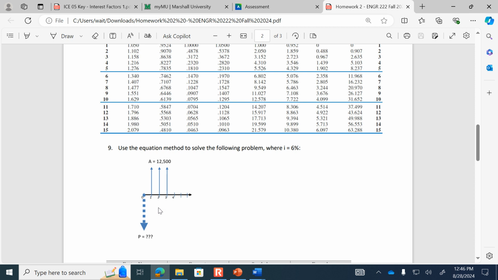Wait, is this the same thing that we just barely solved? It's just a different interest rate. Different interest rate. Okay, good. Boy, I would have been embarrassed if it was exactly the same problem.